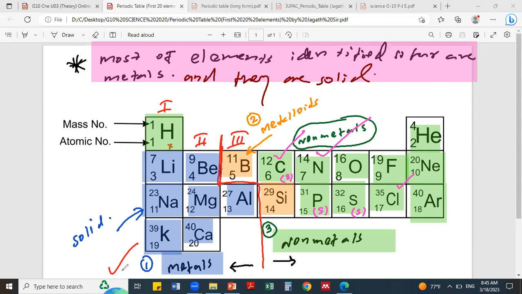That also you should know. Metals are on the left side and non-metals on the right-hand side. Most of the elements discovered so far are metals, and most of the elements exist as solids in nature.